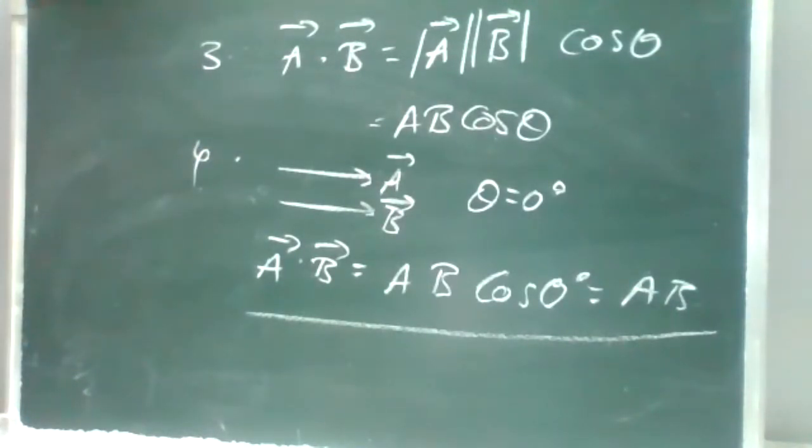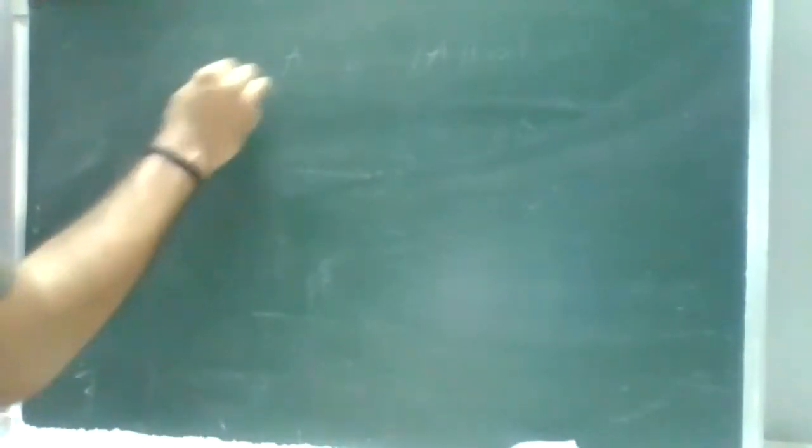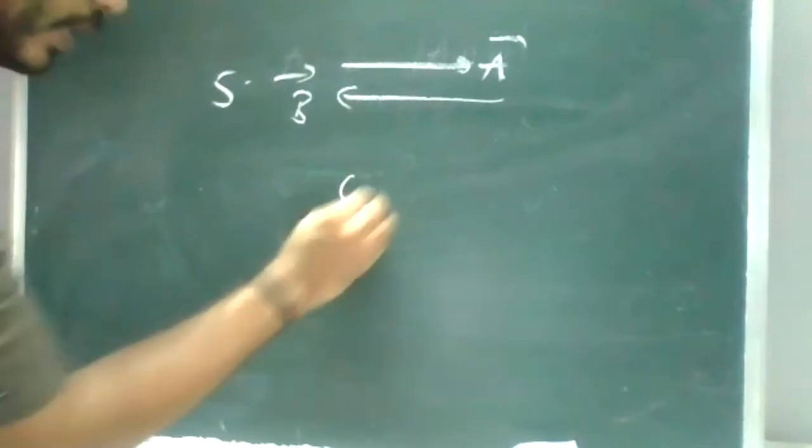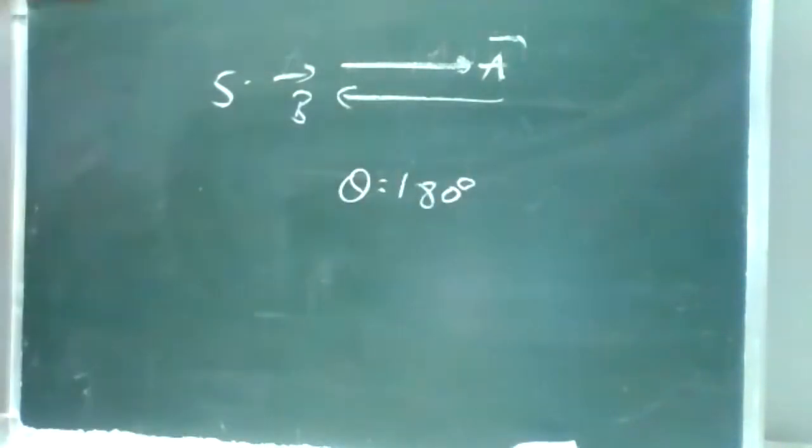Next one, fifth point. If A and B are two parallel vectors having opposite direction, that is A vector and B vector both are in opposite directions, then theta is equal to 180 degrees.